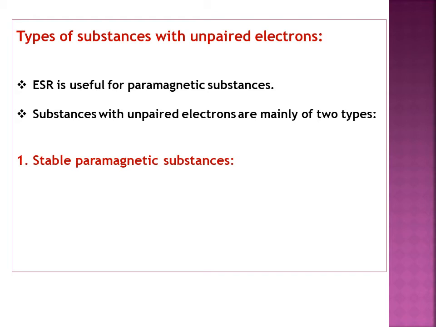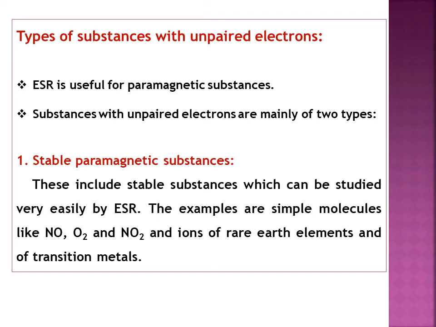Let us see what type of molecules are in stable paramagnetic substances. These include stable substances which can be studied very easily by ESR spectroscopy. The examples are simple molecules like NO, O2 (oxygen), and NO2, and ions of rare earth elements and of transition metals. In NO, O2 and NO2, there are free electrons, and because of these free electrons, these stable paramagnetic substances are ESR active, or these molecules can be studied by ESR spectroscopy.